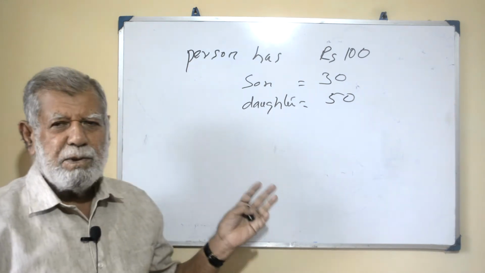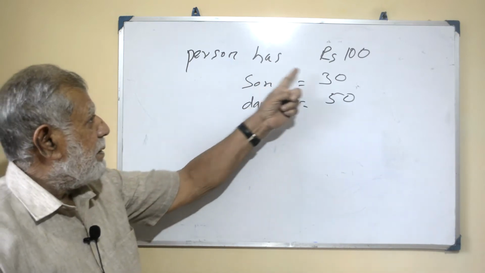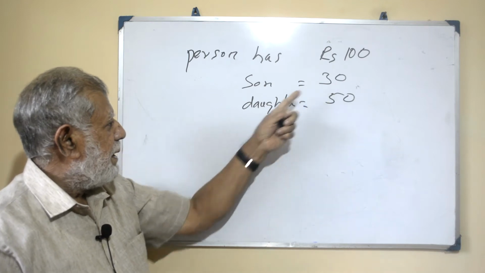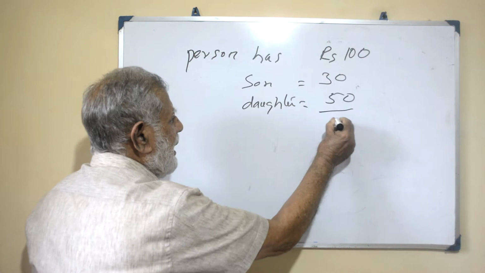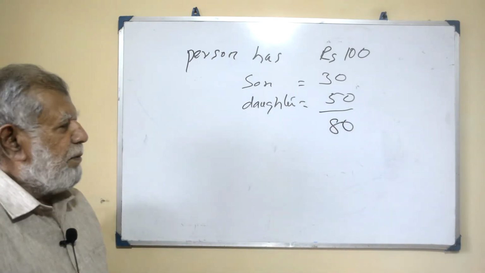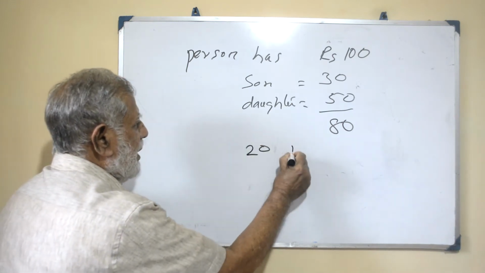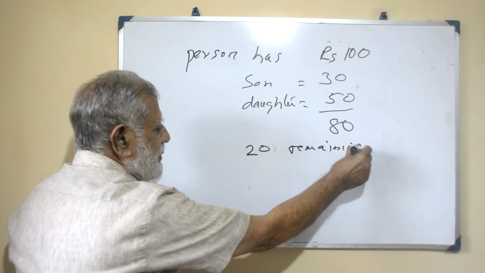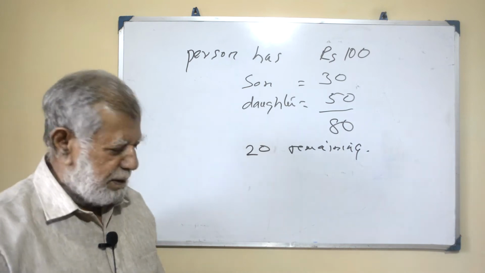Now, this is a very simple sum. You'll be able to do it in your mind. The person has rupees 100, he gives his son rupees 30, his daughter 50. So altogether he has given 50 and 30, 80. So the money remaining is, from your mind you can say, rupees 20. Now the same type of sum we are going to do in fractions.